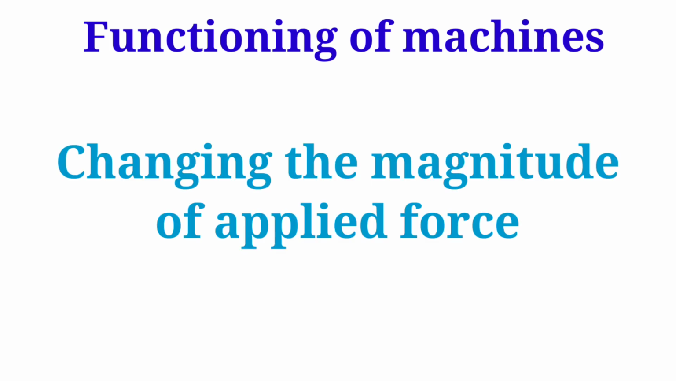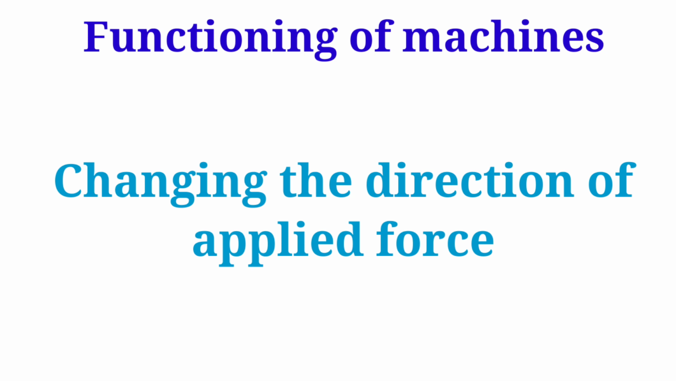Machines make our work easier in different ways. Number 1, changing the magnitude of applied force. It is very difficult to open the sealed metal cap of a cold drink bottle with our bare hands. However, a bottle opener multiplies the applied force or the effort applied on it, and hence much less effort is required to open the cap. Such type of machines are called the force multiplier machines.